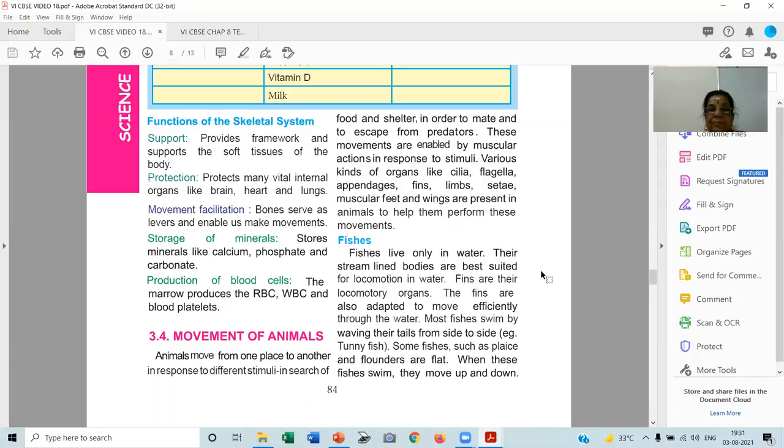I hope you understand. Now about fishes. Fish live in water. Their streamlined bodies are best suited for locomotion in water. Fins are their locomotory organs.